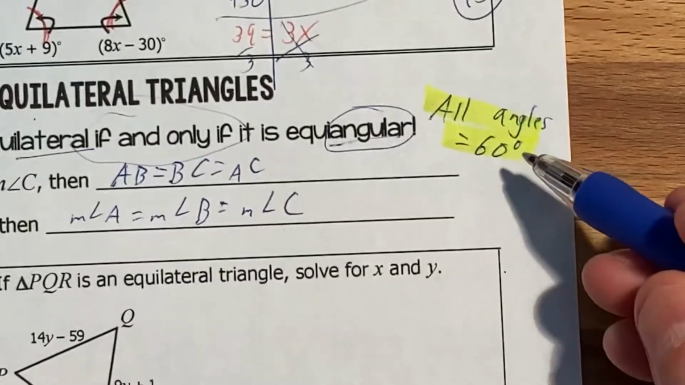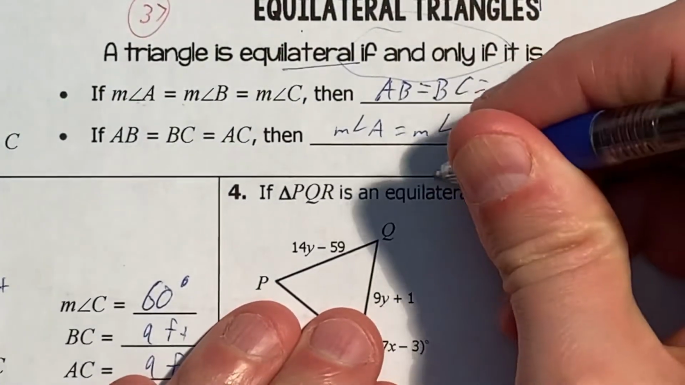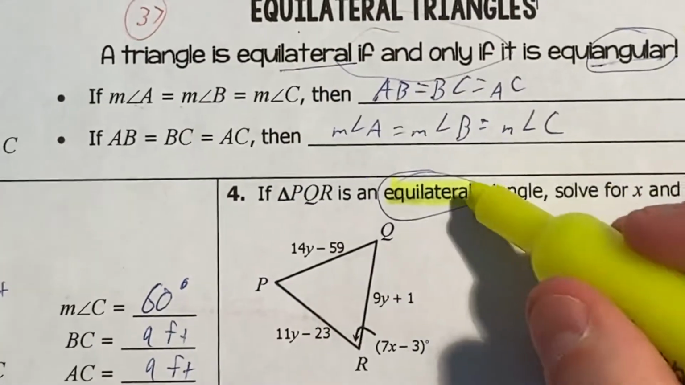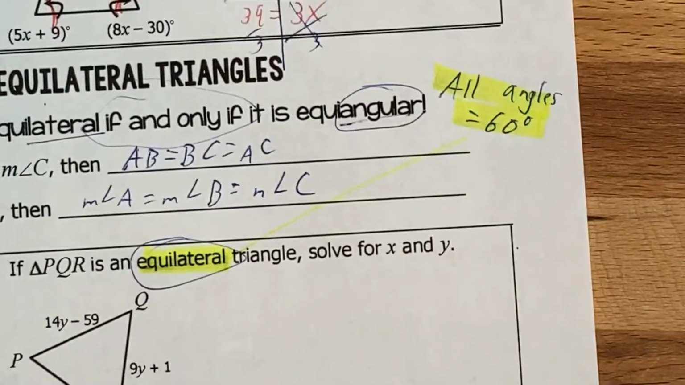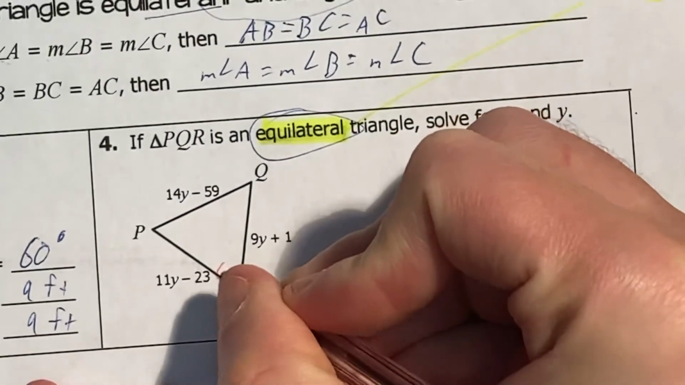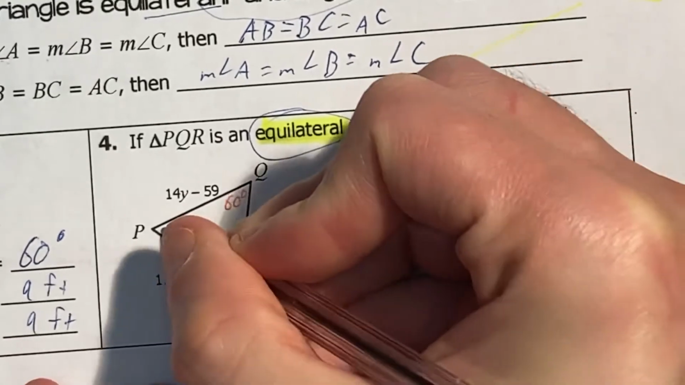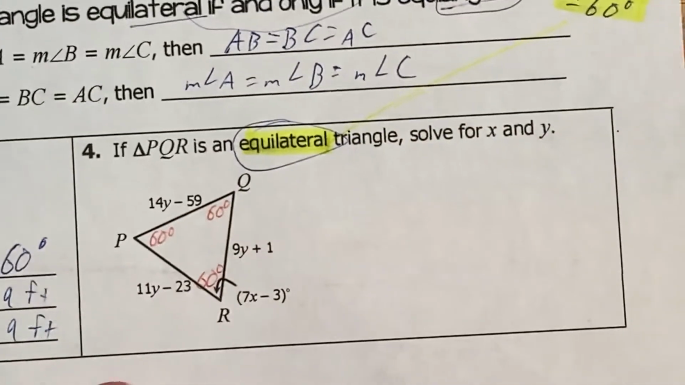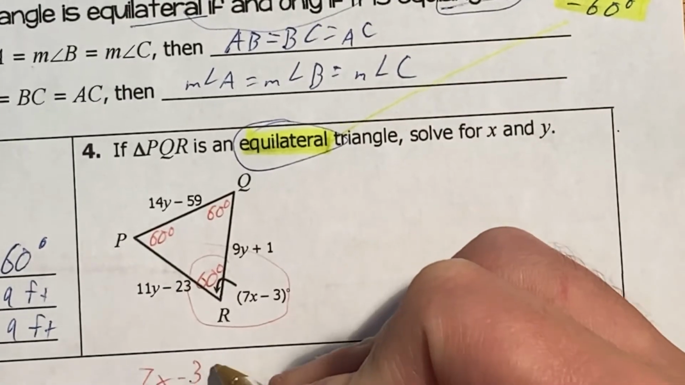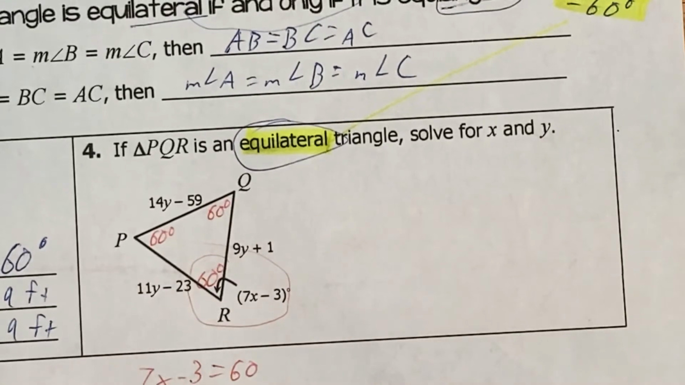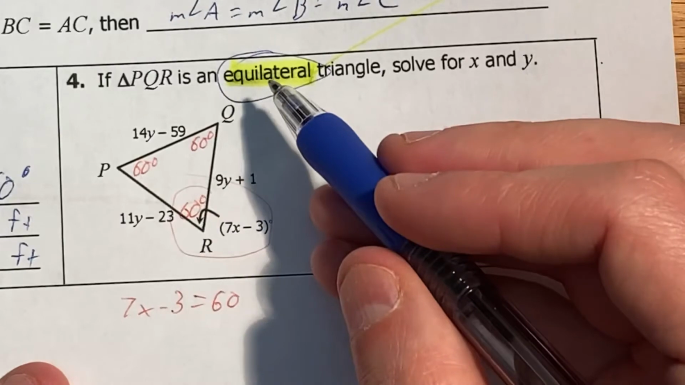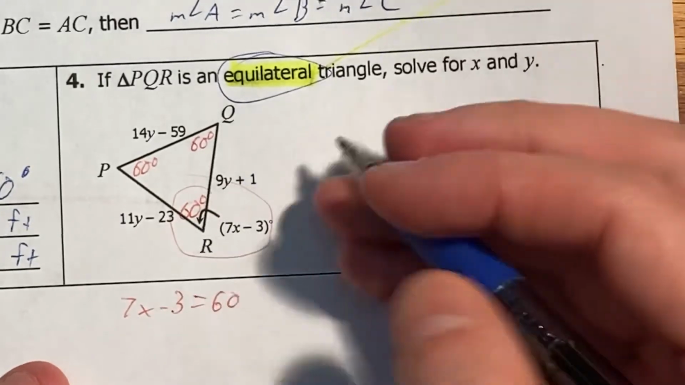All angles are 60 degrees. So when it tells you that it is an equilateral triangle, I can use that fact from over there. All angles are 60 degrees. So I know for a fact that this is 60 degrees, and this is 60 degrees, and this is 60 degrees. So I can immediately set up an equation: 7x minus 3 equals 60. All three angles had to be 60, so I can just set that equal to 60.